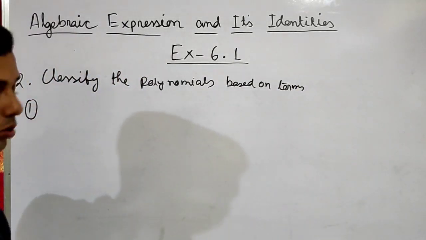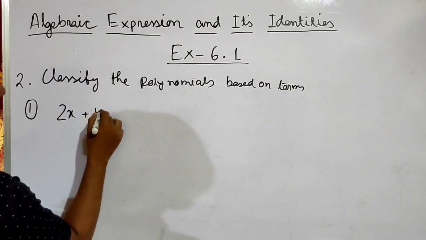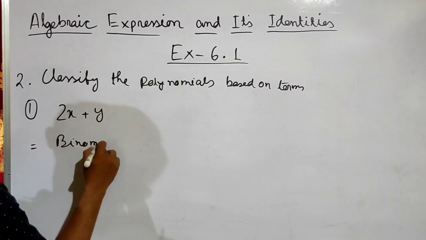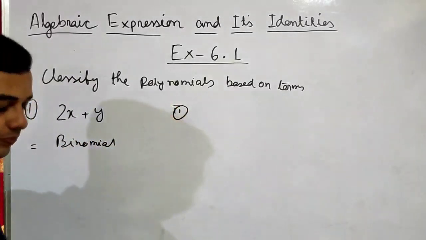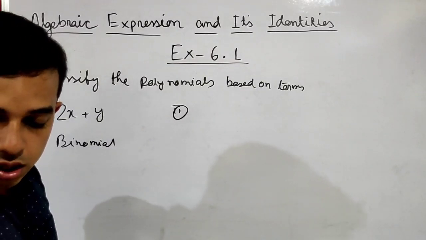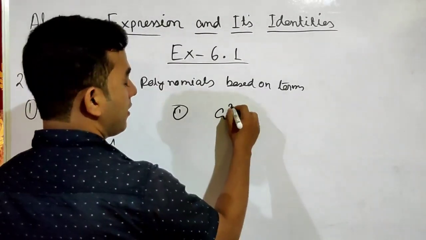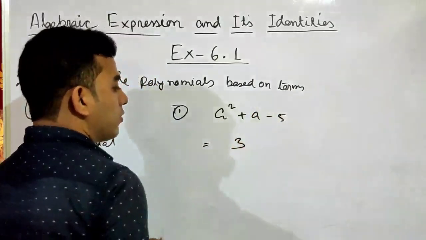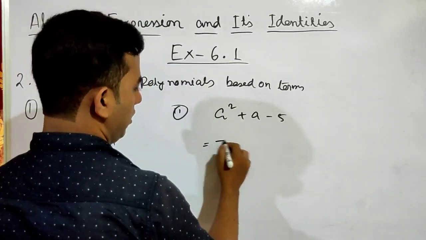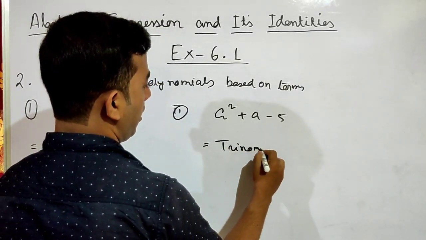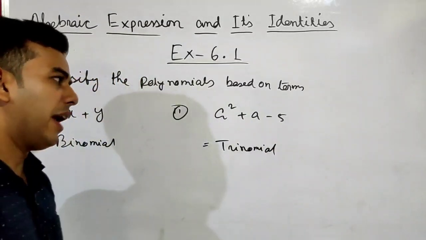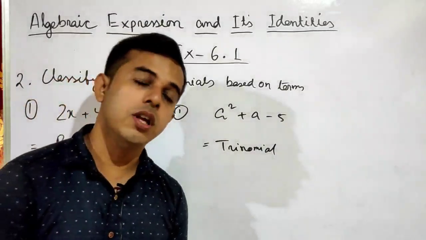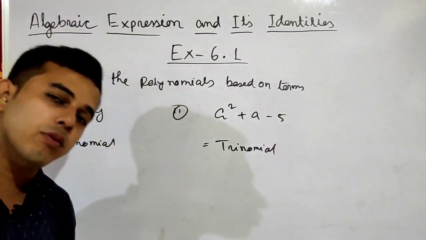Number one is 2x plus y. So how many terms? One term, two terms. It is known as binomial. Number two is a square plus a minus 5. How many terms? 1, 2, 3. It is known as trinomial. Like this you will count and find out the answer. If it is one term, monomial; if two terms, binomial; if three terms, trinomial; if four terms, quadrinomial.